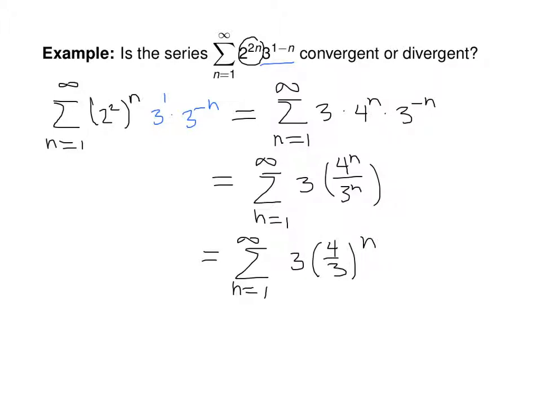Now, we could change the indices so that this sum began at 0, but that wouldn't change the fact that the r is equal to 4/3, which is bigger than 1. And since that r is 4/3 and it's greater than 1, it doesn't matter if we change our indices, this series is going to be divergent.